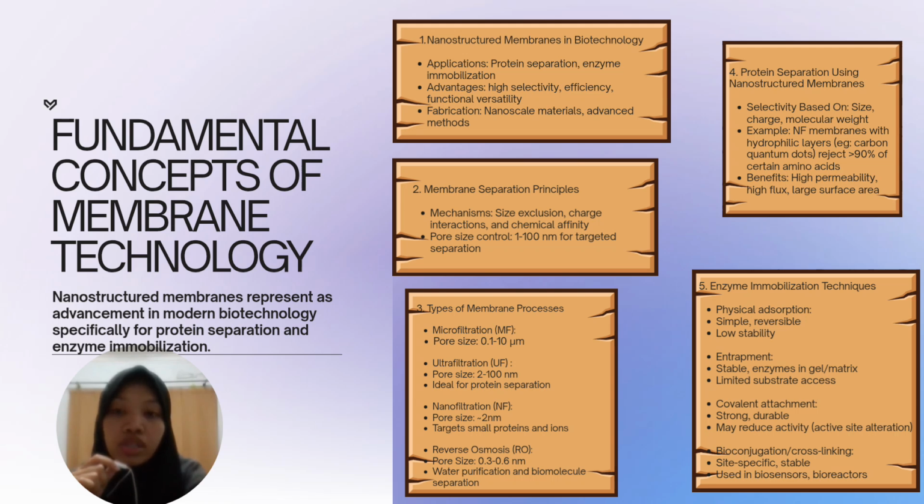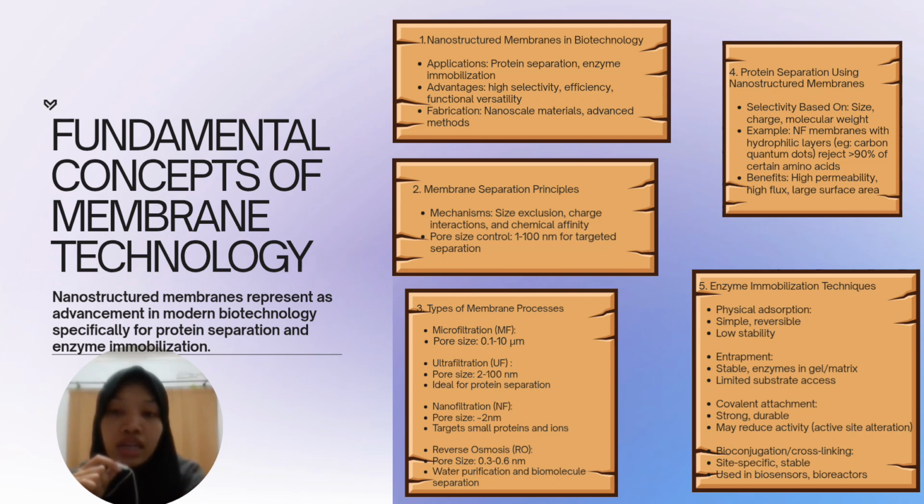And next is protein separation by using nanostructured membrane. Selectivity based on size, charge, molecule weight. Example, an NF membrane with hydrophilic layer, for example, carbon quantum dots, rejects more than 90 percent of certain amino acids. Benefit is high permeability, high flux, and large surface area.